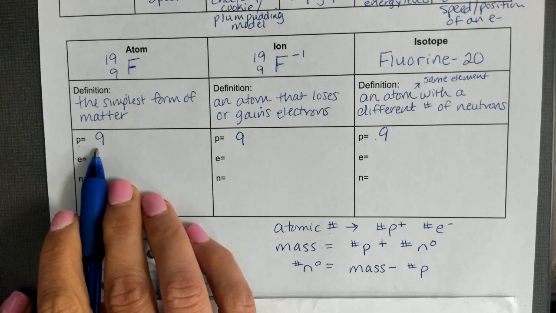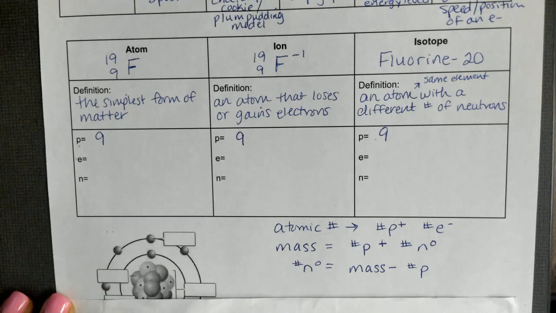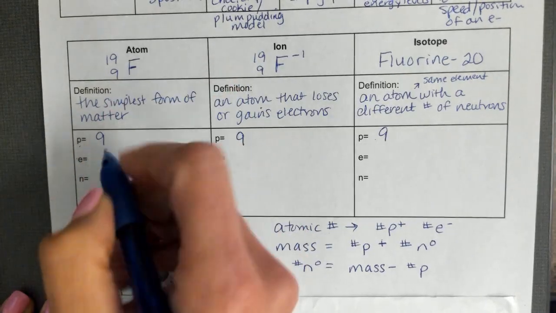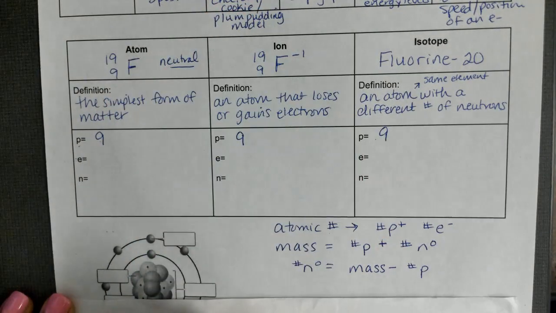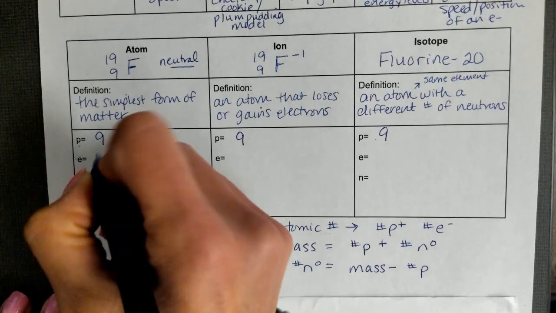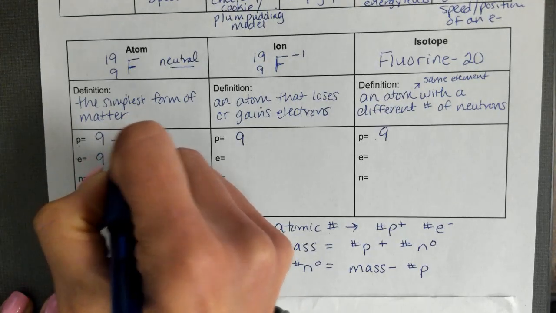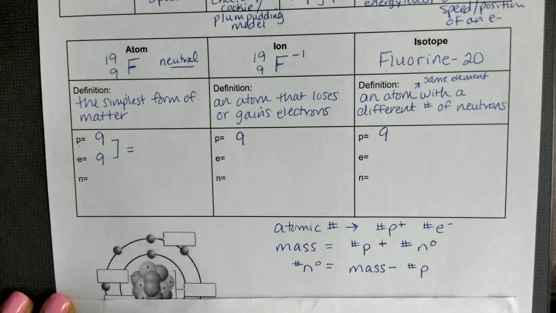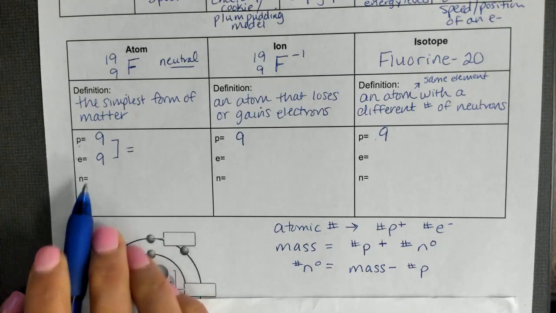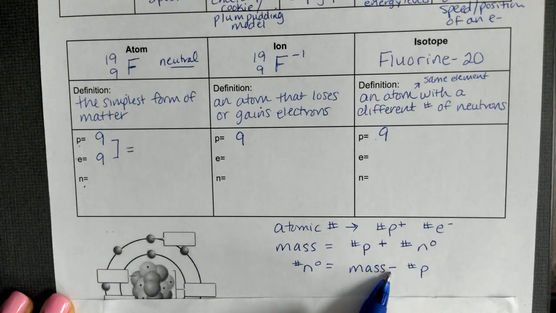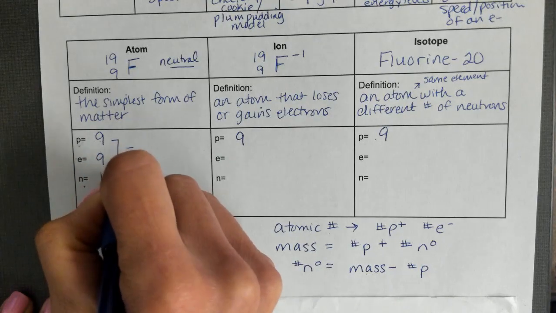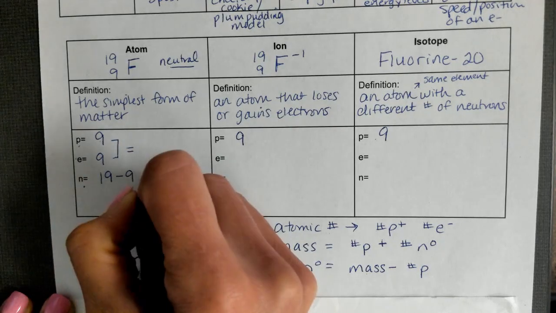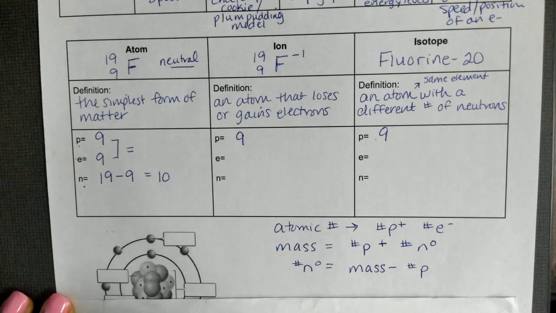Now to figure out your electrons, in an atom, we know that an atom is neutral, meaning it doesn't have a charge. So my number of electrons is going to be equal to my number of protons. To figure out my neutrons, I have to take my mass and subtract my protons from it. So I'm going to take 19 and subtract 9, and that's going to give me 10.